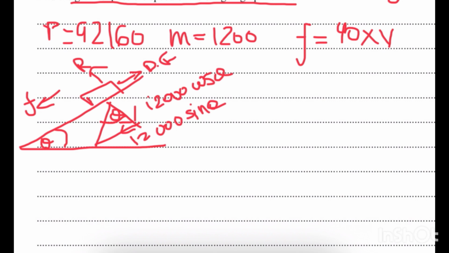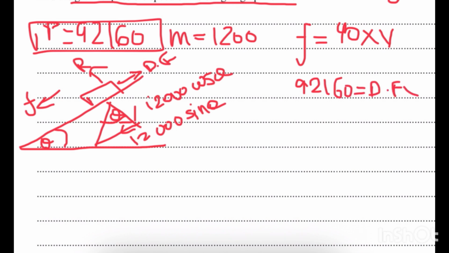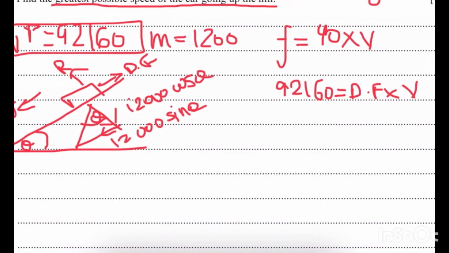So now let's use this power given to us and find out the value of the driving force. So power, which is 92,160, is equal to the driving force multiplied by the velocity. Now both driving force and velocity are unknown, so in order to write it in terms of driving force, we will divide by V on both sides, making 92,160 divided by V equal to the driving force.